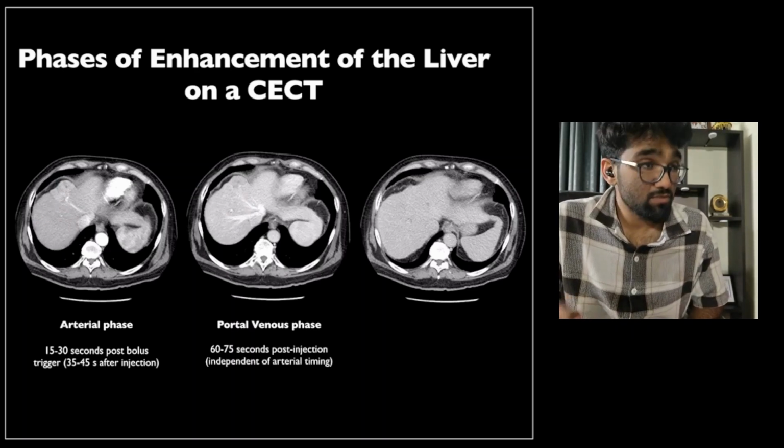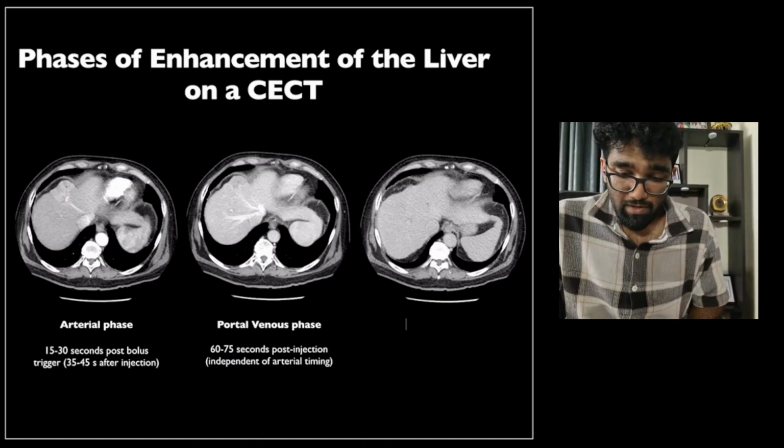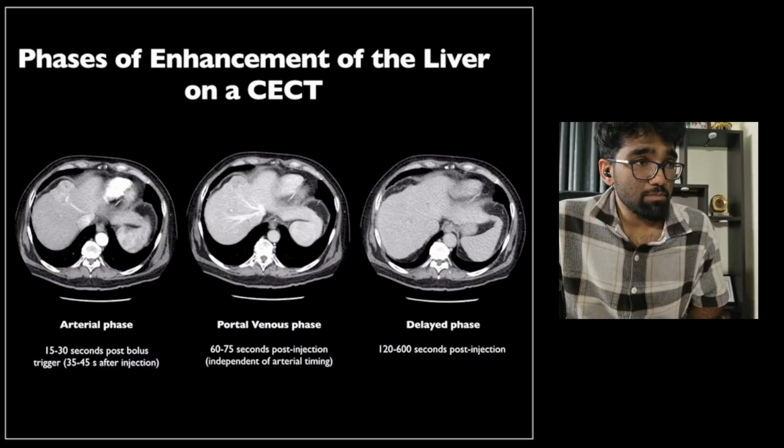Now, the portal venous phase is defined as a section that has been taken 60 to 75 seconds post injection, and this is independent of the arterial timing. Okay. Finally, we have the delayed phase. The delayed phase can be taken anytime between 120 seconds to 5 minutes, that is 300 seconds, post injection.